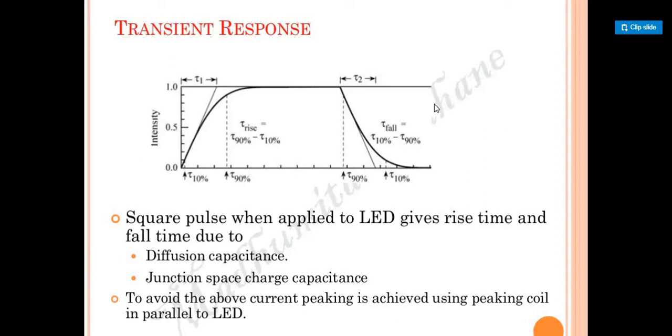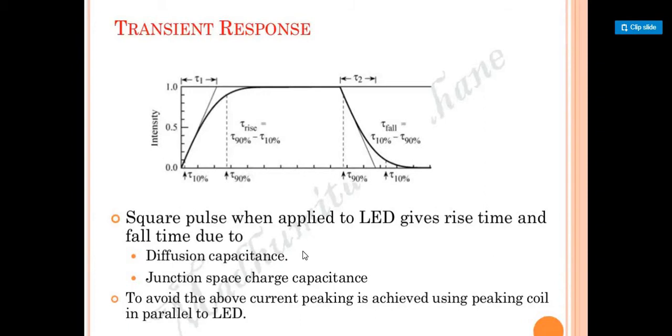So students, here in transient response, we are going to see two kinds of time period. One is tau one and another is tau two. As you can see in the graph, t rise. The rise time is nothing but the time we take to start from zero and reach the maximum value. That is called t rise. As you can see here, t rise is nothing but tau 90% minus tau 10%. That means from the 10% value to the 90% value, the difference is nothing but the rise time.